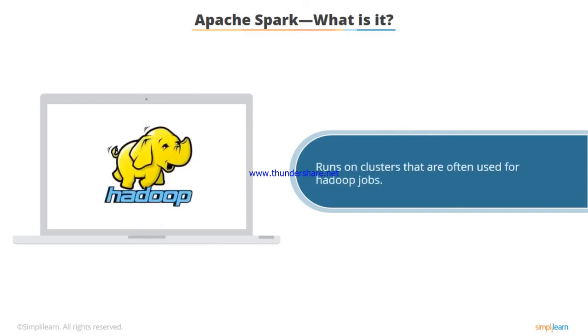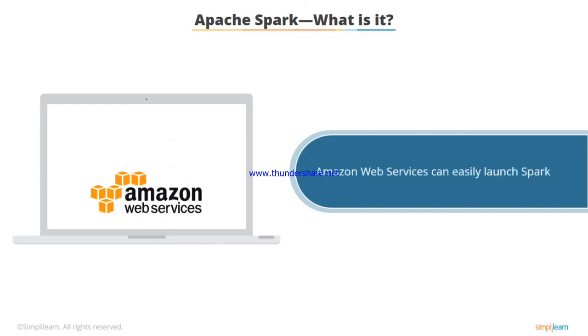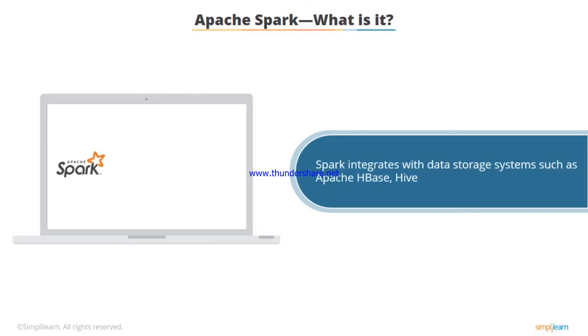It runs on clusters that are often used for Hadoop jobs. The resource manager of Hadoop Yarn manages the Hadoop cluster and Spark. It can also run on clusters managed by Apache Mesos and can be managed by other resource managers. Amazon Web Services EC2 or Elastic Compute Cloud can easily launch Spark. In addition to integrating with HDFS, Spark integrates with data storage systems such as MapR, Google Cloud, Amazon S3, Apache HBase, Hive, and so on.